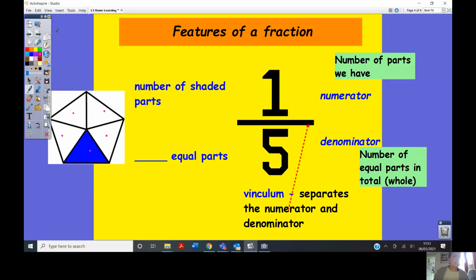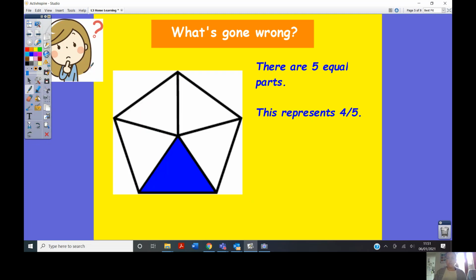But there is often some confusion that I see. Look at this picture and this shape. Something's not quite right here. There are 5 equal parts. This picture represents 4/5. What do you think has gone wrong? You might want to pause and have a little bit more of a think. Rewind a bit. What's gone wrong?